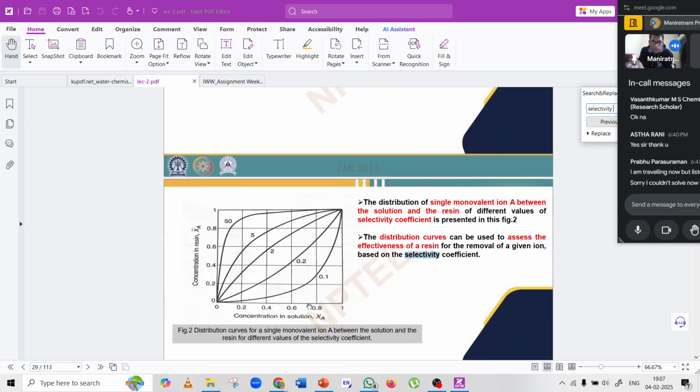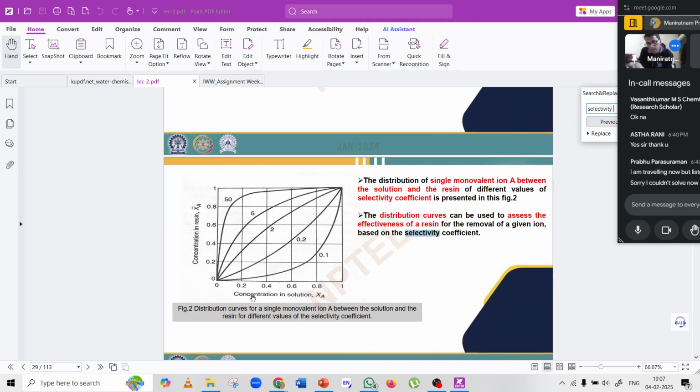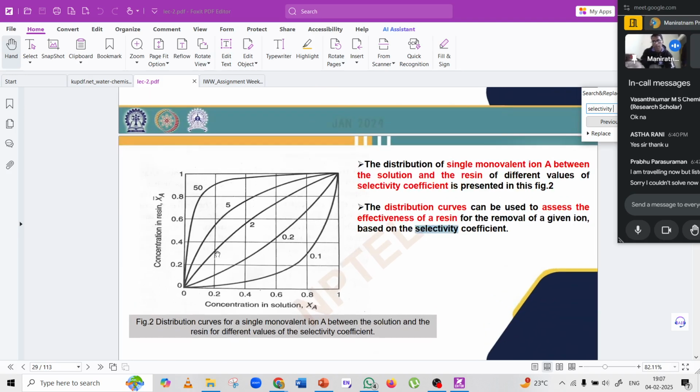The distribution curve we use for selectivity coefficient, concentration in resin versus concentration in solution. So use this curve, not the formula. See, if the concentration in resin is very high, suppose this is 0.8, and the concentration in solution is very low, then it will have a high selectivity coefficient. These selectivity coefficients are 0.1, 0.2, 2, 5, and 50.